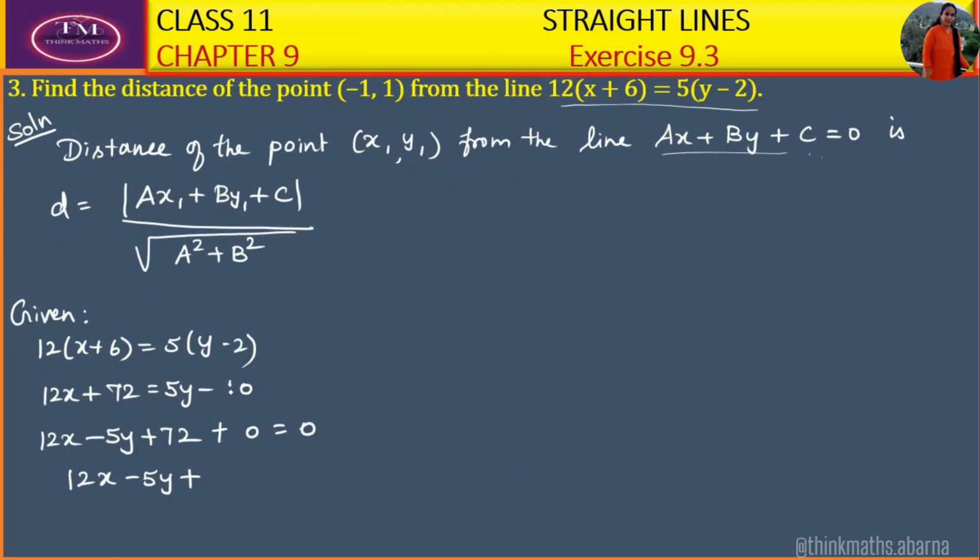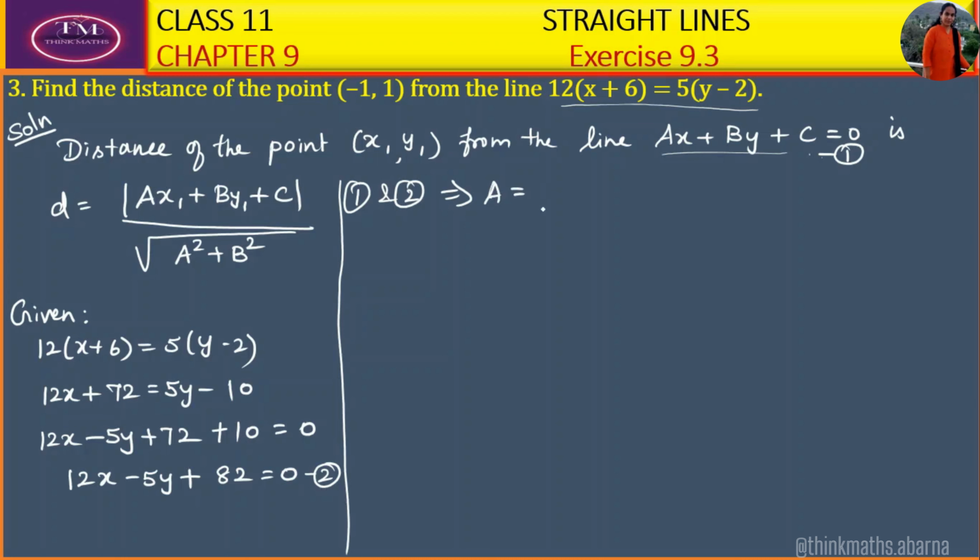So 5 2s are 10. So 72 plus 10 makes 82, which is equal to 0. Let us name this as 1 and let us name this as 2. So what do 1 and 2 say? If you compare, we will get A is equal to 12, B is equal to minus 5, C is equal to 82. So these are the values of A, B, C.